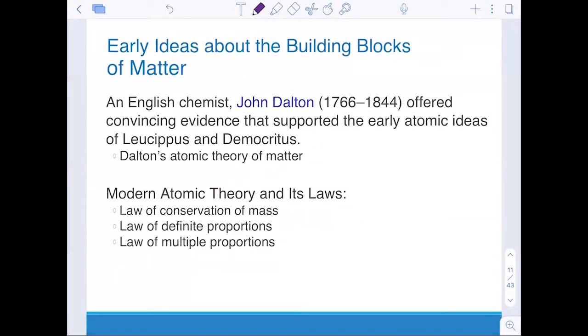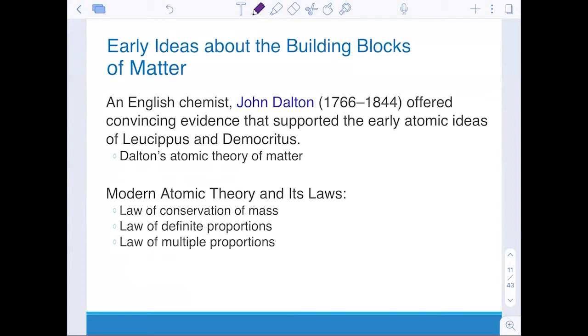Now, the early ideas: who came up with a lot of these things? One of the big name players that we'll see a lot repeated over the course of the semester is John Dalton. He was the first to offer convincing evidence to the discussion of matter is created by small particles idea. So he developed the atomic theory of matter. We'll talk about that in just a second.